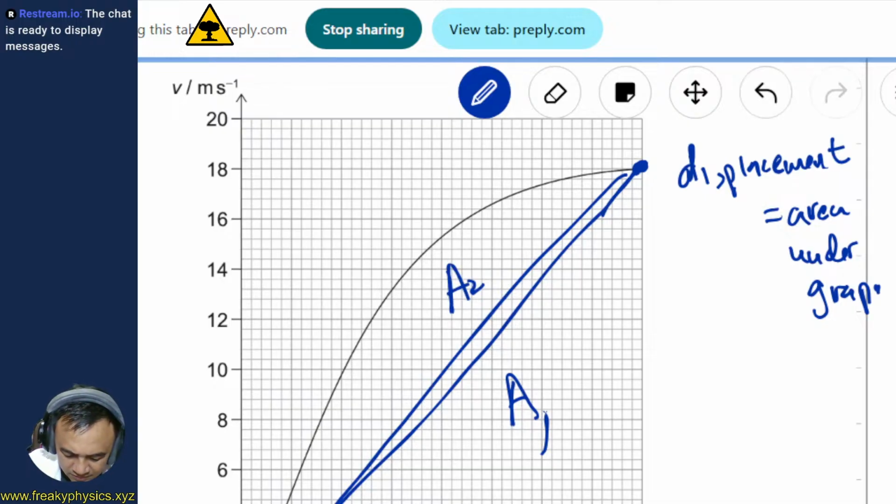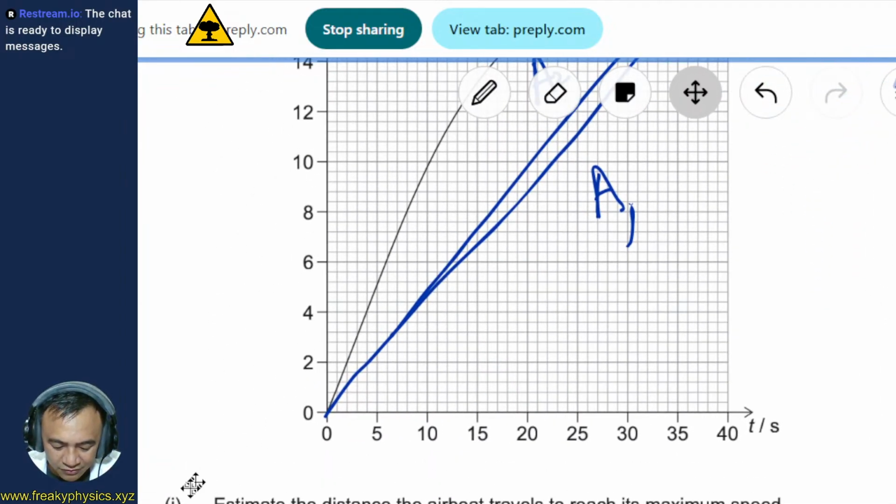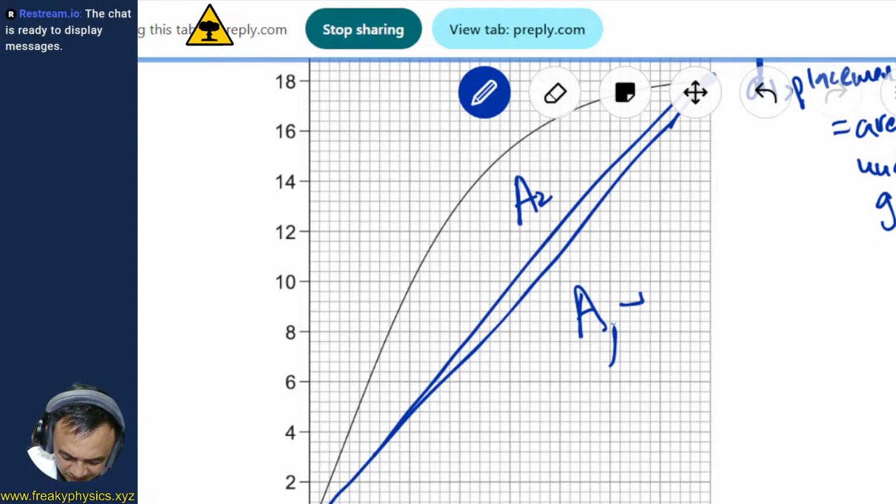How do we find the second area then? That's the next question. How do we actually find it? But let's take a look first at the command term. The command term here is estimate. That means you don't need an exact answer. In this case we can get an exact answer for A1, but A2 can be an approximate answer.